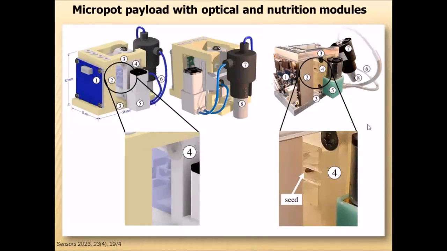Scientists designed and fabricated a micropod payload for a nanosatellite mission, allowing for the cultivation of grain in space. And this micropod has a microfluidic part. This is the design of the micropod, and this is the device.